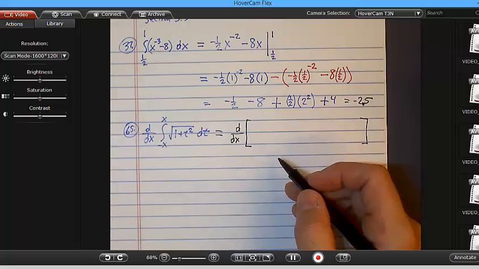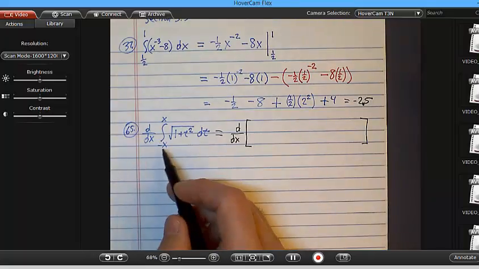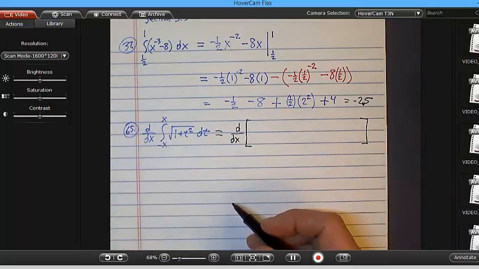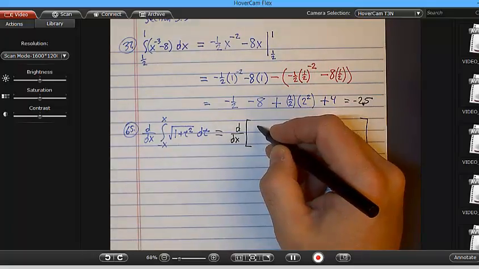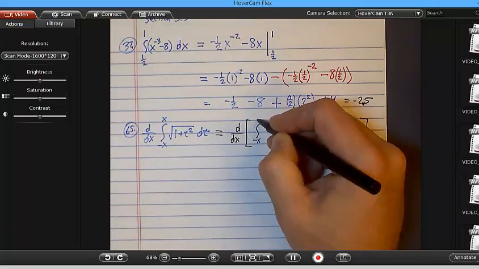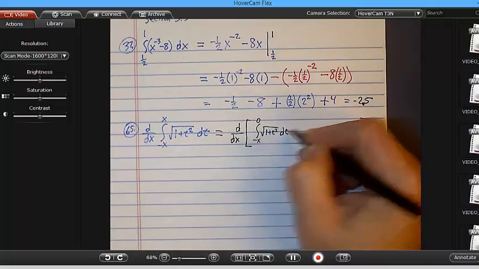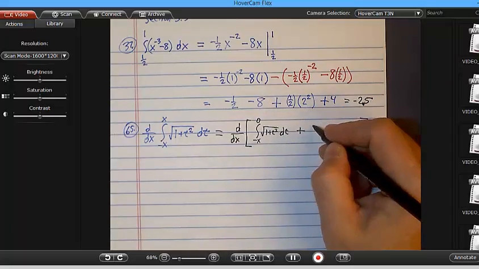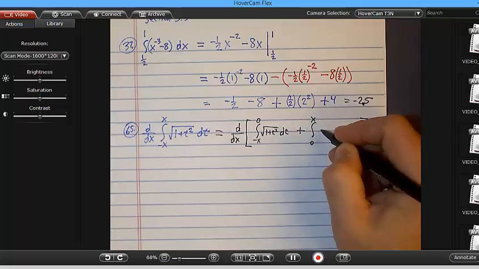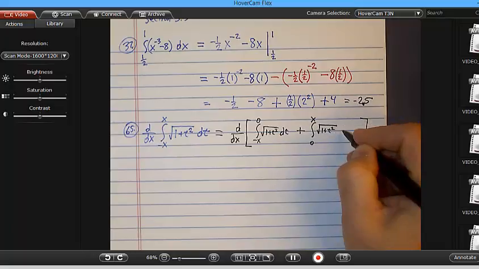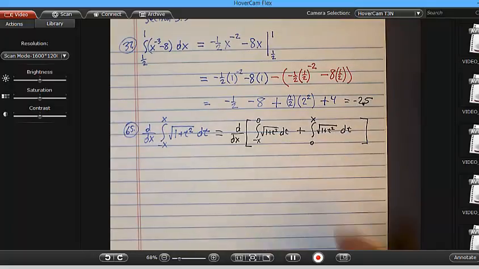So I'll pick some point A in between negative x and positive x. Maybe I'll pick 0. That's in between negative x and positive x. So let's say that this equals, you guys saw this trick once yesterday. I think we did it for the problem Stephanie asked about, on Monday I should say. And so I'm going to split it up into two integrals. You've seen me do that one other time. Does it make sense to you?